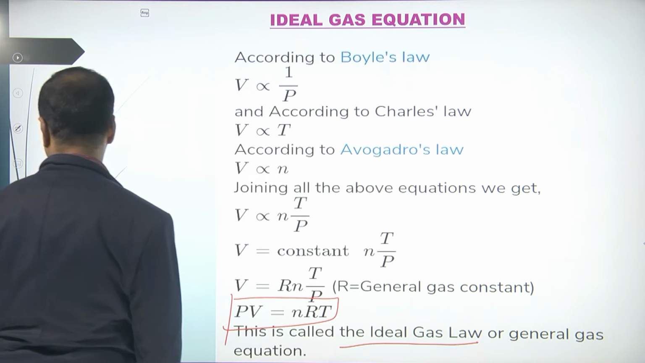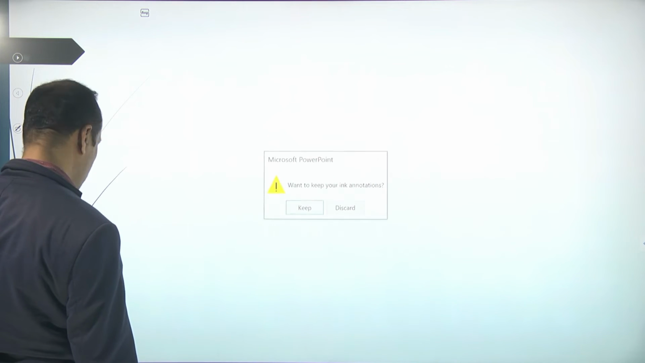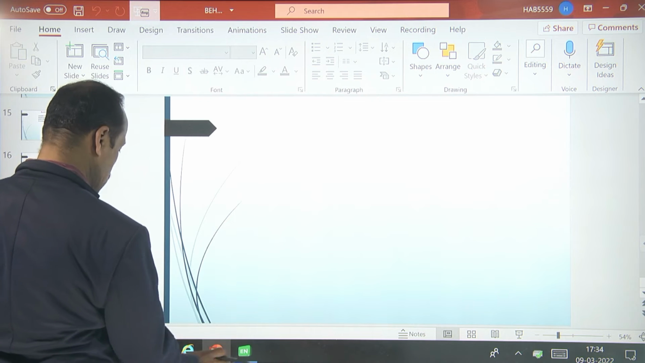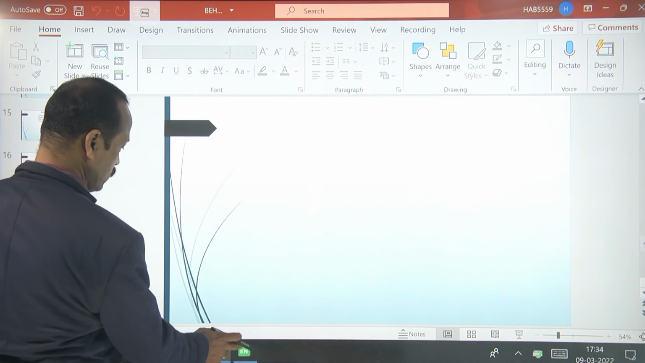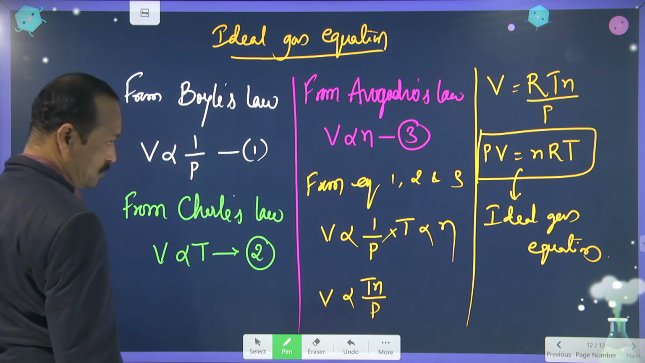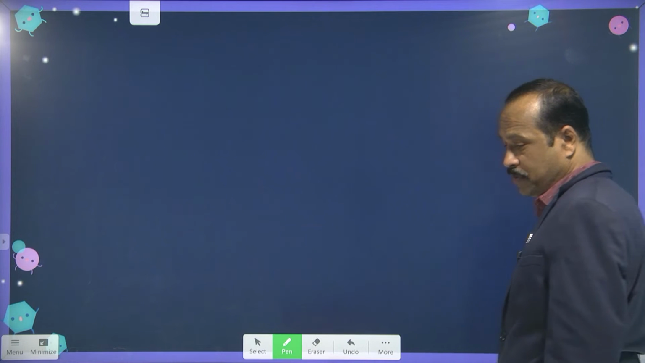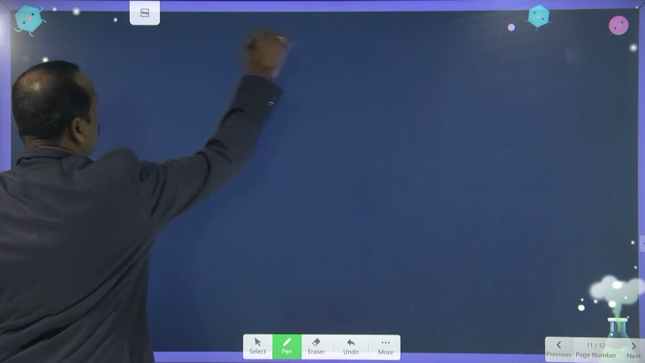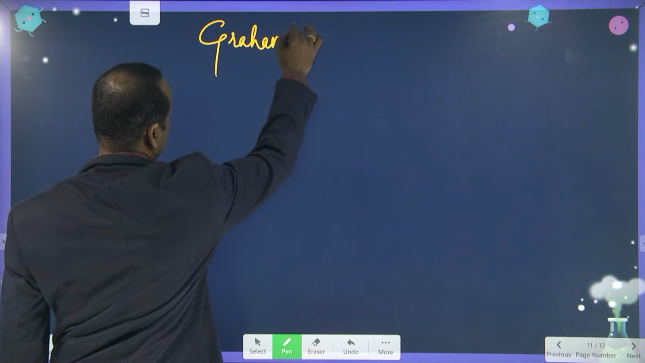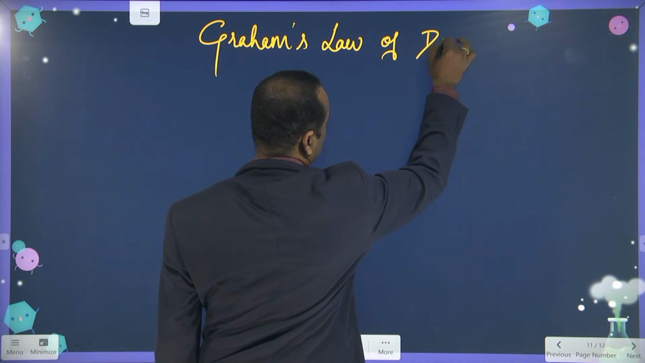Chalo. Now after this, I think the slides are done. But now 2 more laws are there, and we will discuss those 2 more laws also. So this ideal gas equation is done. Now next, what is there next? What's the next topic in your textbook? I think Graham's law of diffusion. The next topic is Graham's law of diffusion. Am I correct?